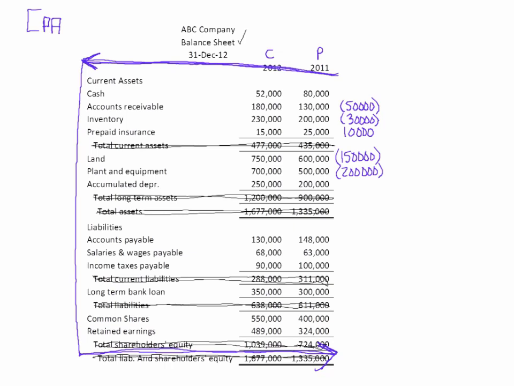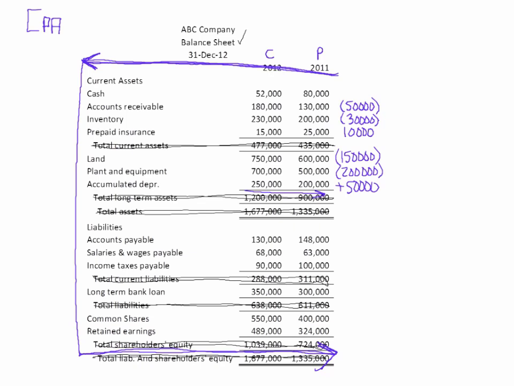Agreed? No, because this is a credit account. So I have to do 250,000 minus 200,000. This is actually positive 50,000 because it's a credit account. So I actually have to do this one for the accumulated depreciation, not the asset one. Right? So keep that in mind.